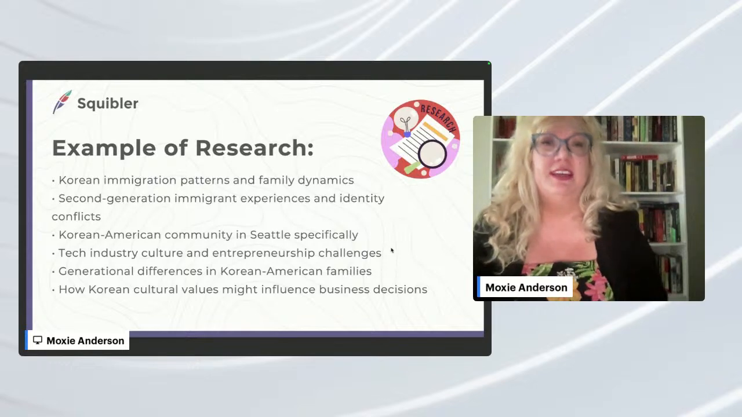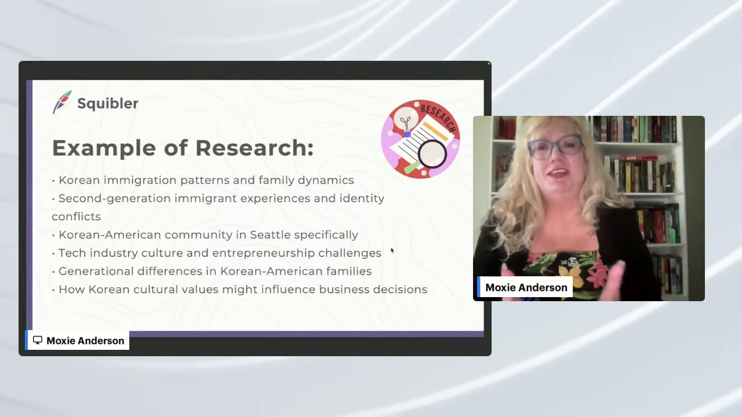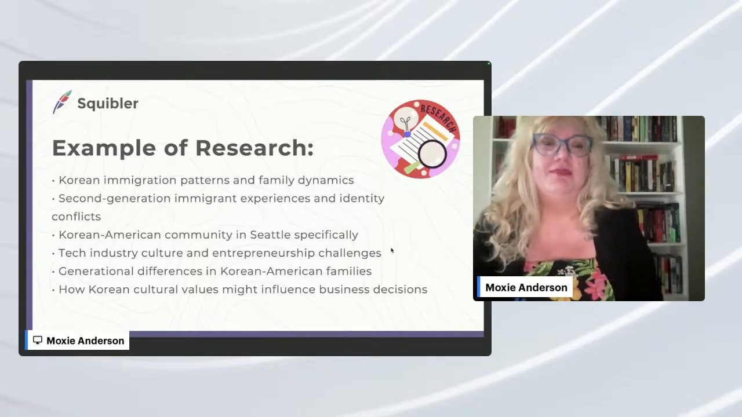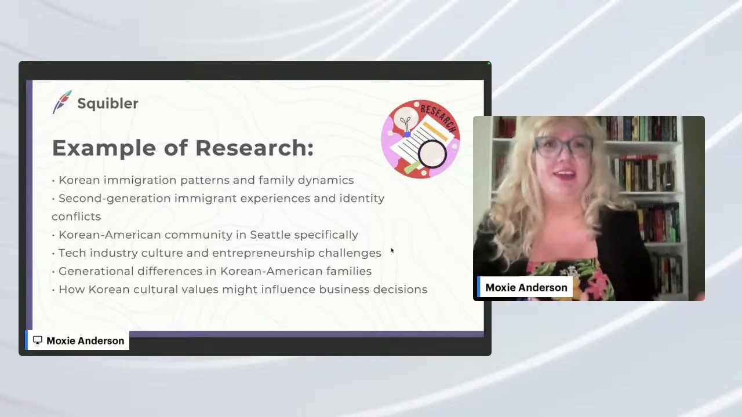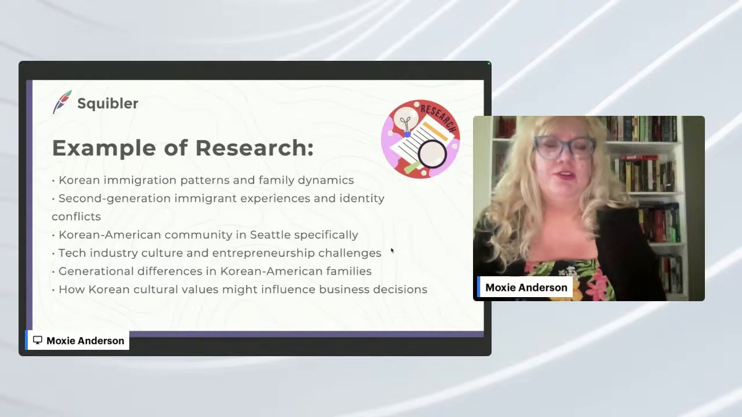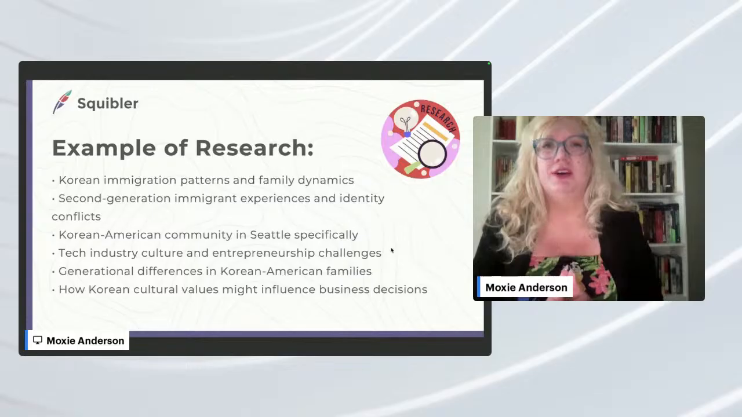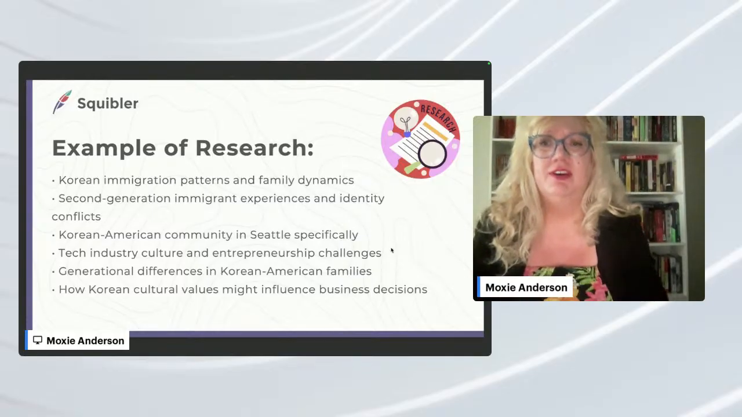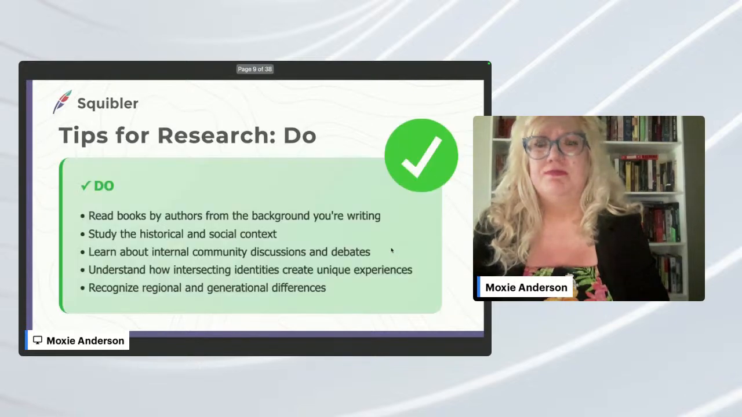You might also look at the tech industry culture that your character might be a part of and entrepreneurship challenges. You might do a little bit of looking into generational differences in Korean American families. There are big differences between first generation immigrants and the subsequent generations. And look at how Korean cultural values might influence business decisions. All of these are going to help you create a rich character that's based on your study of a Korean American person who lives in Seattle and works in the tech industry.